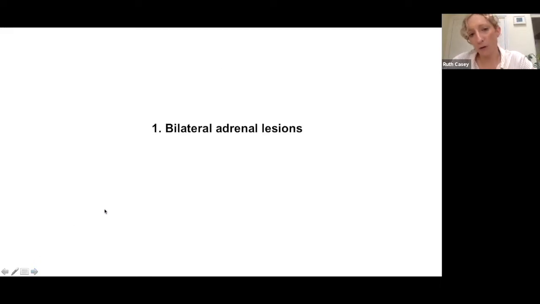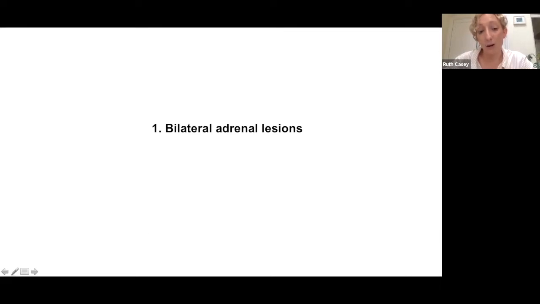So if we think about our approach to bilateral adrenal lesions then, so I've mentioned that cross-sectional imaging can be helpful, but there are limitations, particularly if the tumors are small. It can be very difficult to characterize the adrenal lesions. I've mentioned that our existing molecular imaging techniques are also less able to differentiate between pathologies, for example, a pheochromocytoma versus an adrenocortical carcinoma or a benign lipid-rich adenoma.